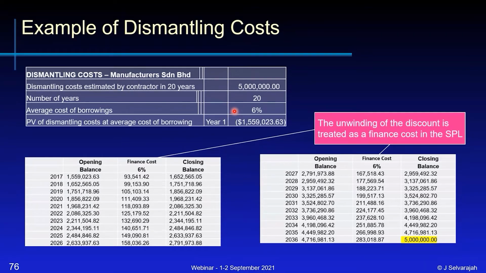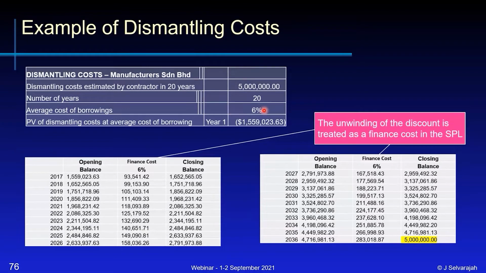So you select your bank. If you're Maybank, take the Maybank rate. If you're Public Bank, take the Public Bank rate. If you're some other bank, take whatever bank, and look at the rate there. That will give you an indication of the cost of borrowings from that bank. You can use that.